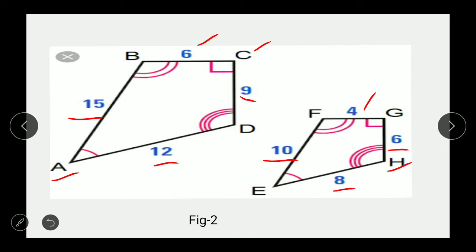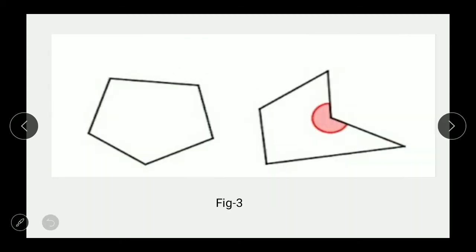The ratio is again the same, 3:2. Hence the two quadrilaterals have equal corresponding angles and their sides are in the same ratio. Hence they are similar. Come to the next figure.